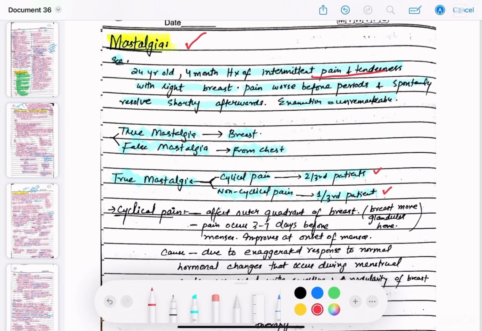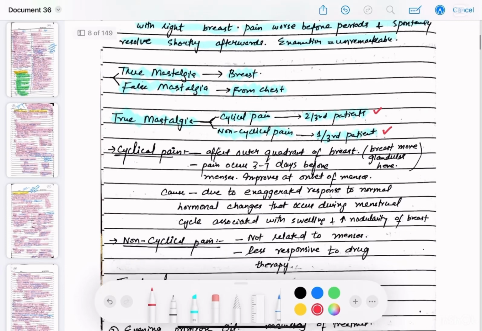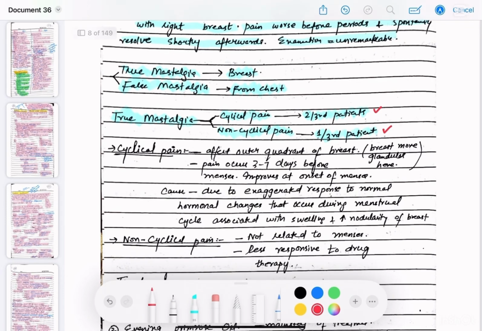So mastalgia is true mastalgia and false mastalgia. True mastalgia is present actually in the breast, and false mastalgia arises from some other areas. Then the pain may be cyclical, which is present in 2 by 3rd of the patients, or acyclical, which is present in fewer people, 1 by 3rd.